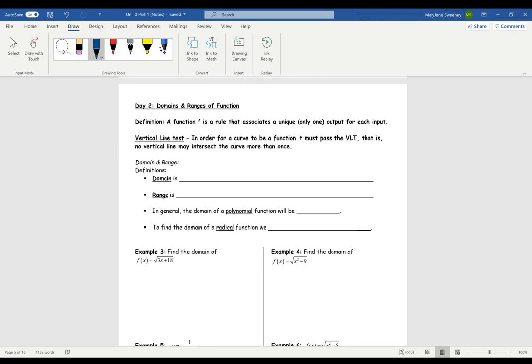So basically what we're talking about, like you can't have the points, let's say, (2, 3) and (2, -1), right? Because if you graphed it, (2, 3) would be here, (2, -1) would be here. That's not going to pass our vertical line test. So that would not be a function.